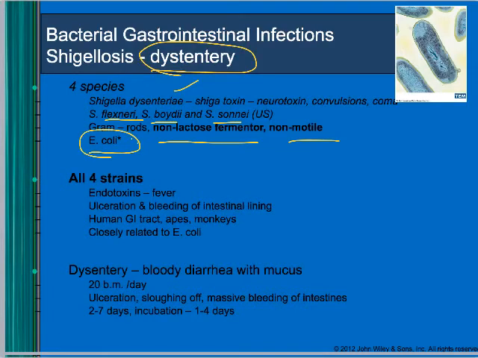So they're very similar to E. coli, but just a little bit different. Okay, so they produce this Shiga toxin, and the Shiga toxin is what makes you sick. Okay, so all 4 strains make endotoxin, which is going to give you a fever. It's going to cause the intestine to ulcer and bleed. Okay, it can be transmitted from human to human, but apes and monkeys also have it. Okay, so it causes bloody diarrhea with mucus. Okay, 20 bowel movements a day.